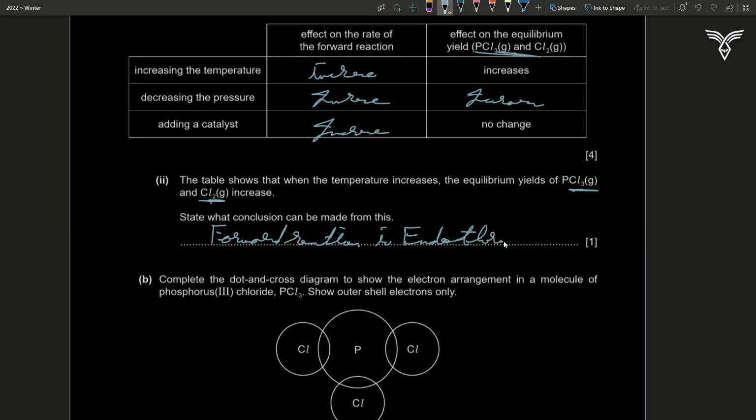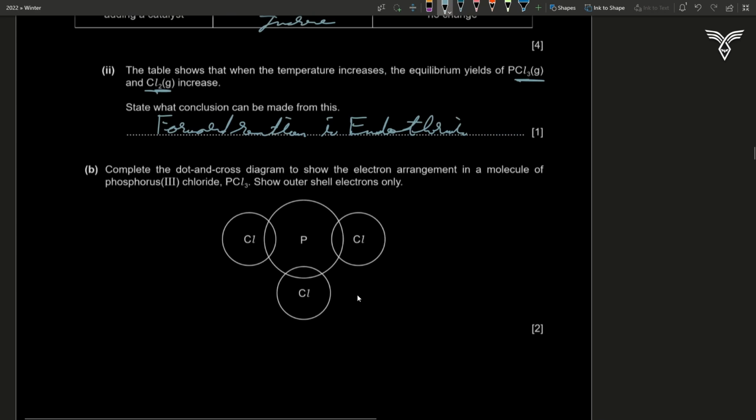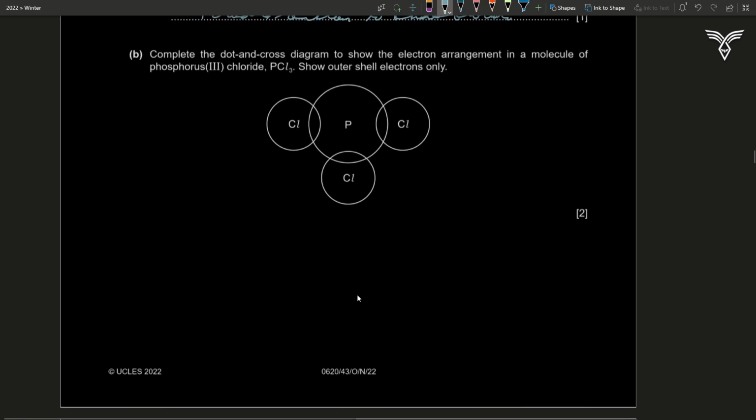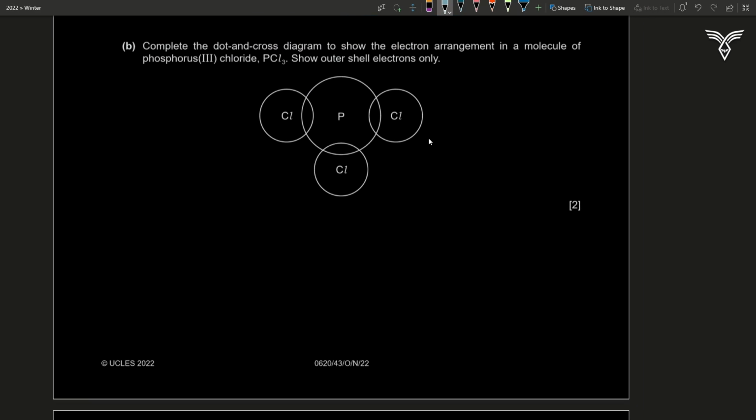Part B: complete the dot and cross diagram to show the electron arrangement in a molecule of phosphorus 3 chloride.